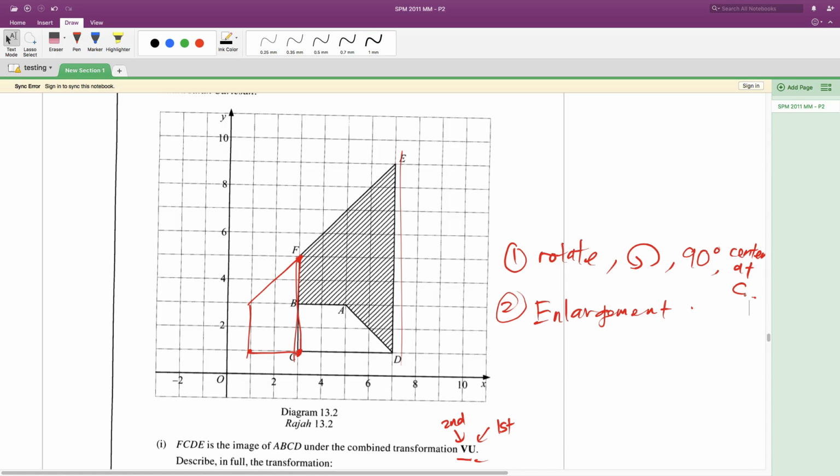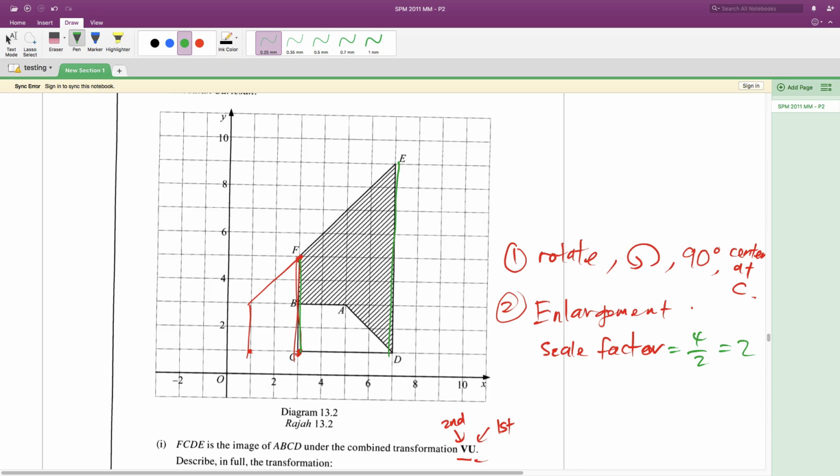If he rotates like this already, and then he is going to enlarge. Now, for enlargement, first you will need to know the scale factor. What is the scale factor? Normally, what I will do is find one of the lengths of the image or object. For example, if I calculate this length, it is 2 units. This length over here is 4 units. So the scale factor is image divided by object. So it's 2. If you do not like to calculate this length, of course you can calculate this length.